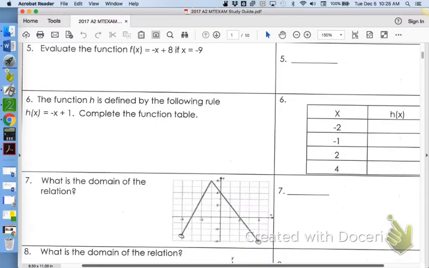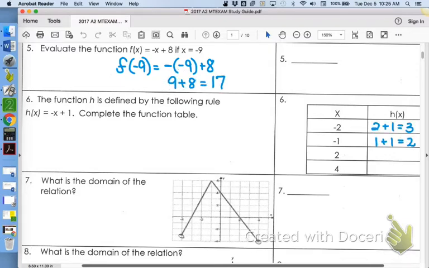Number 5. Now, evaluate the function. So we're saying, what is the value of y when x is -9? So that's what I'm looking for. So here's what I did. I took out the x, and notice I put that negative right here. And I used parentheses because it's easier to see that. X is -9. So what that does is change that to a +9. So that's going to equal 17.